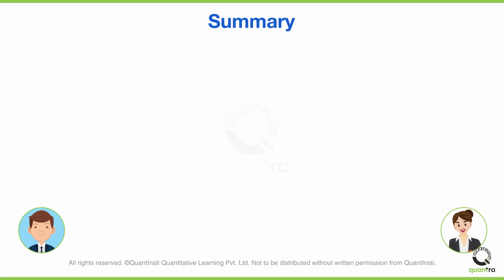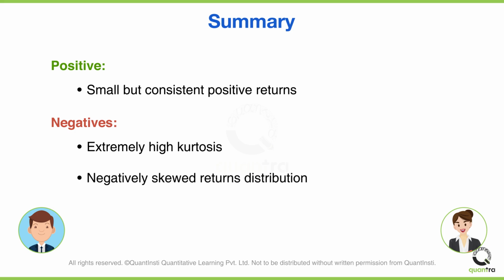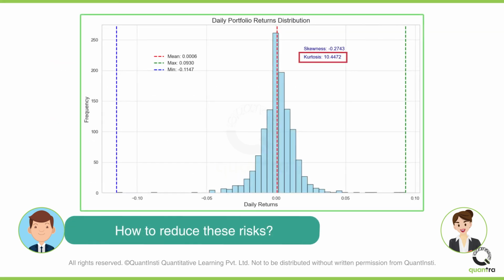To summarize, on the positive side, the mean returns are modest but consistent. On the negative side, there is extremely high kurtosis, which increases the risk of extreme drawdowns in terms of market stress, and a small negatively skewed returns distribution, which indicates that there are high chances of smaller losses than smaller profits, or larger profits. Mary, how do we reduce these risks?